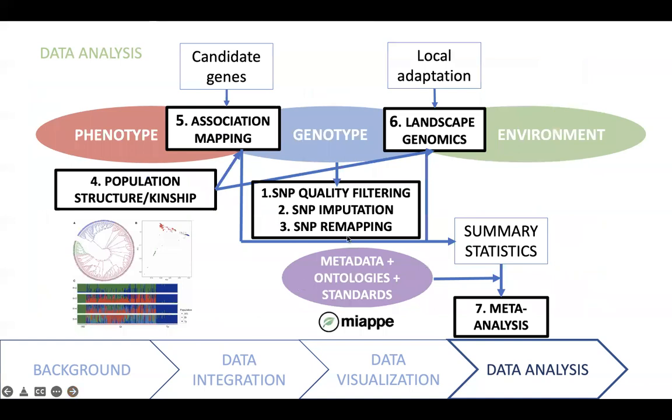And finally, these are the 7 analytical workflows currently available in CartograPlant. It is worth mentioning that they are mostly focused on SNPs because they are the most popular molecular markers in biological studies. So the first analytical workflow available is SNP quality filtering again.